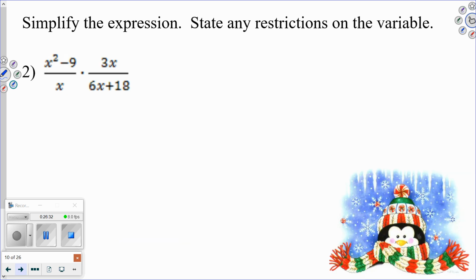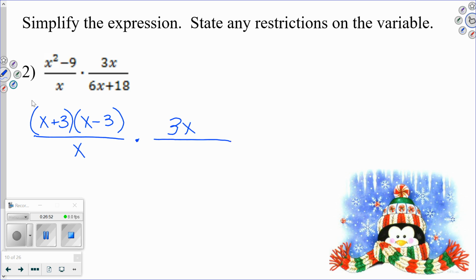All right, number 2. Step 1, factor. How's the top factor? X plus 3, x minus 3. Good, that's just an x. I can't do anything with that. How about the top? 3x. And the bottom? So factor? Take out a 6. So I have x plus 3. Got to train your brains, guys. We need to make sure we're looking for that GCF. Those show up a whole lot.